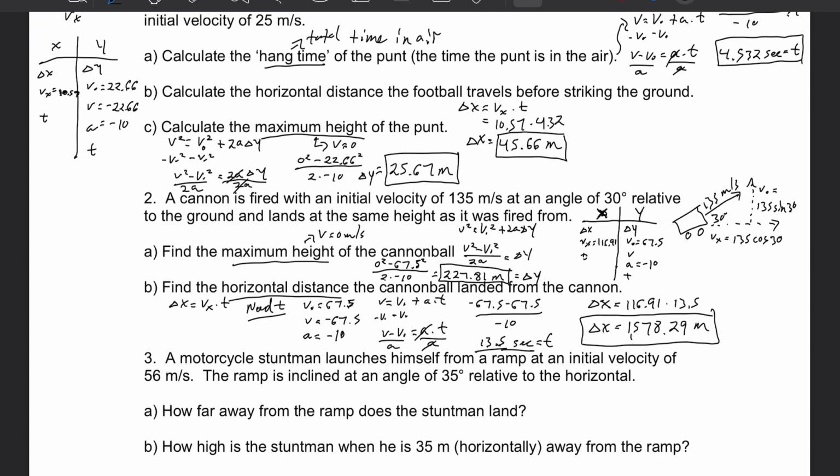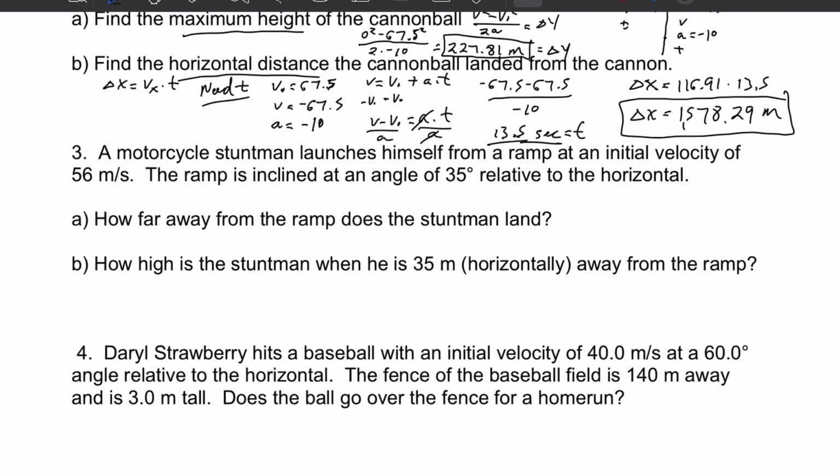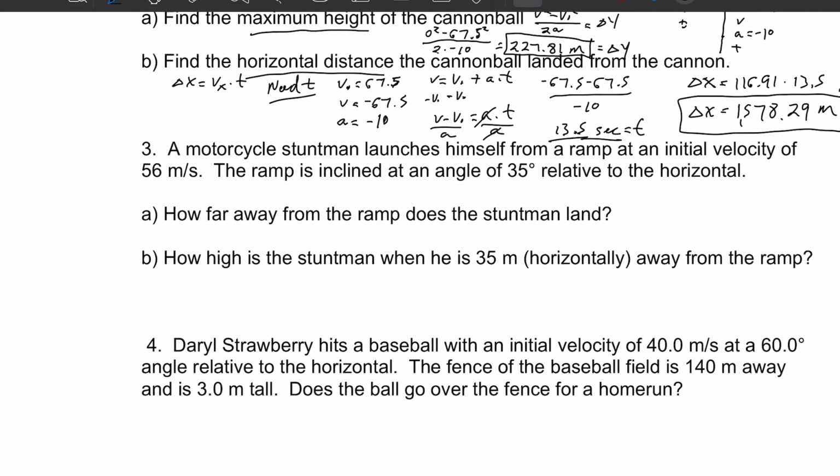Brings us to number 3. A motorcycle stuntman launches himself from a ramp at an initial velocity of 56 meters per second. The ramp is inclined at an angle of 35 degrees relative to the horizontal. So we need to draw the picture so we can see what's going on. He's being launched at 56 meters per second up and to the right. He's at a 35 degree angle to the horizontal.